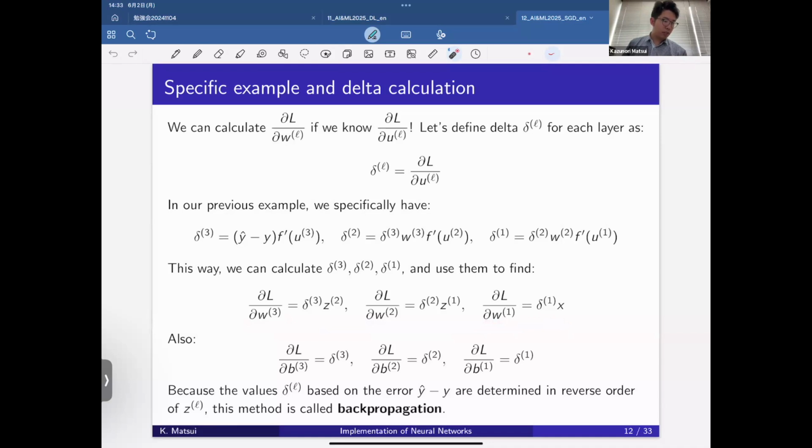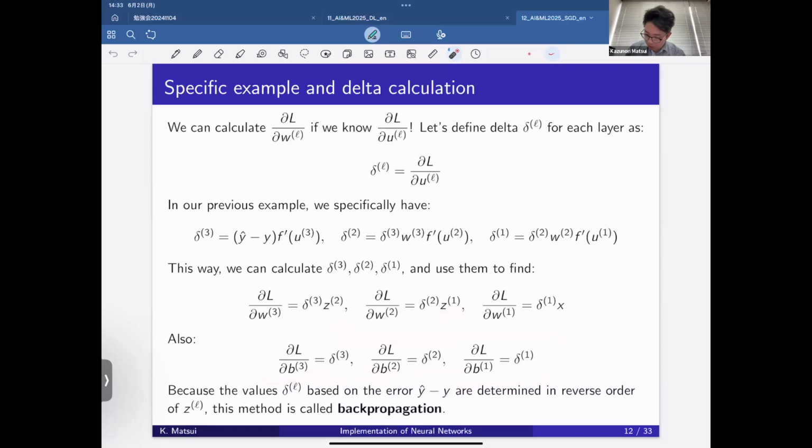So far, we have only talked about weights, but the partial derivative with respect to bias is similar. If we change the z part to 1, it becomes a partial derivative with respect to bias. So once this delta can be calculated, both the partial derivative with respect to weights and the partial derivative with respect to bias can be calculated.